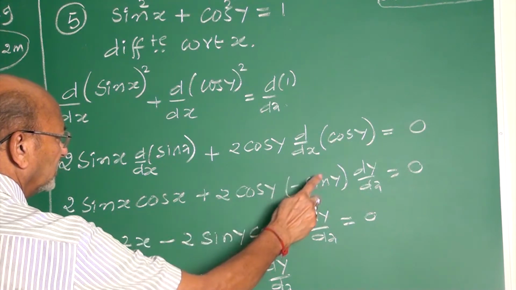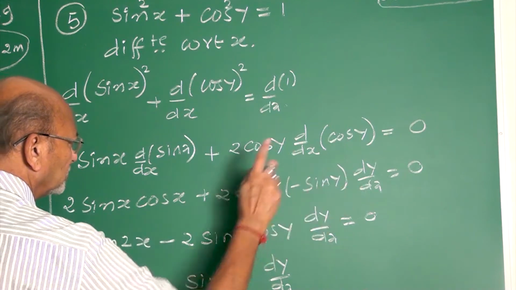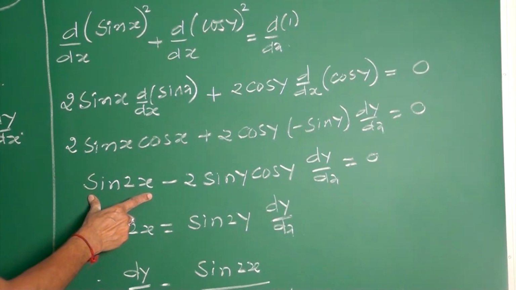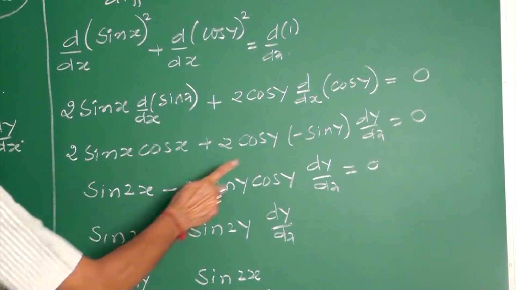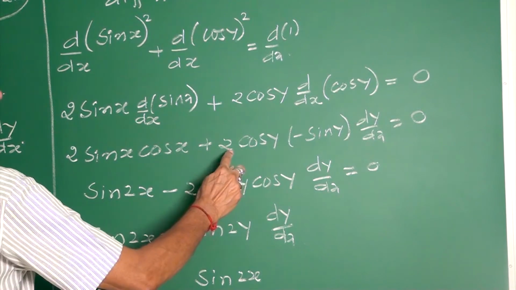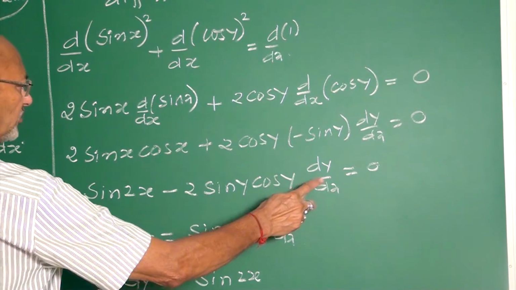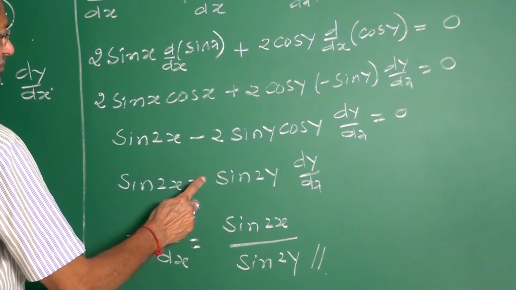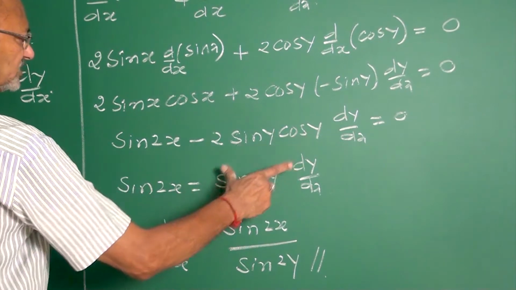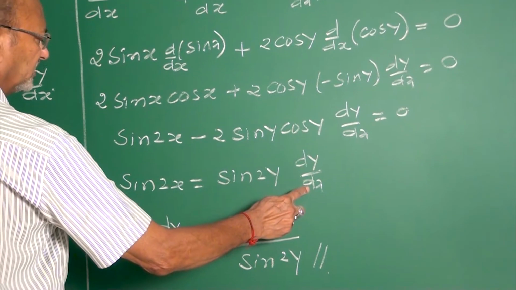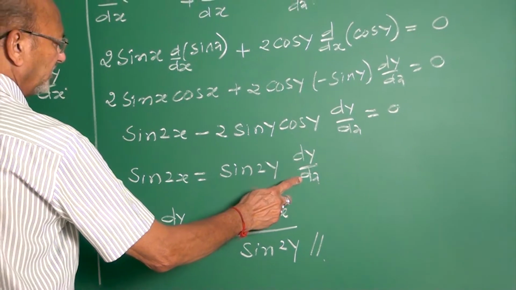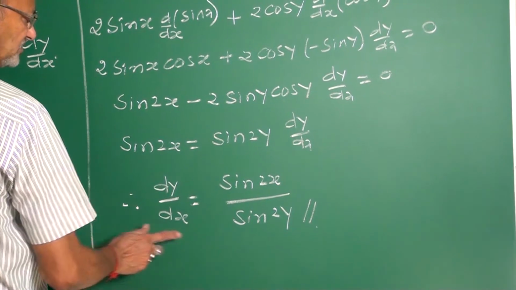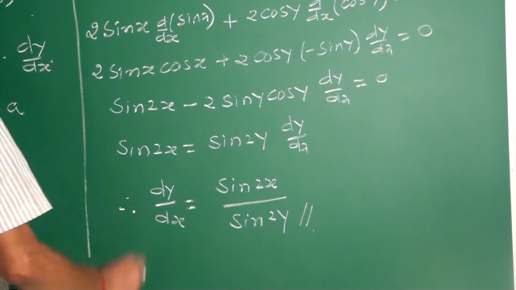Y is a function of y, first with respect to y, then y with respect to x. 2 sin x cos x, my friends, is a trigonometric formula, the multiple angle formula: sin 2x. Minus with plus is minus, 2 sin y cos y into dy by dx equal to 0. Sin 2x, shift to the RHS, minus becomes plus. Again, 2 sin y cos y is nothing but sin 2y into dy by dx. Solve for dy by dx. Dy by dx equal to sin 2x upon sin 2y. This is the answer of our required dy by dx.